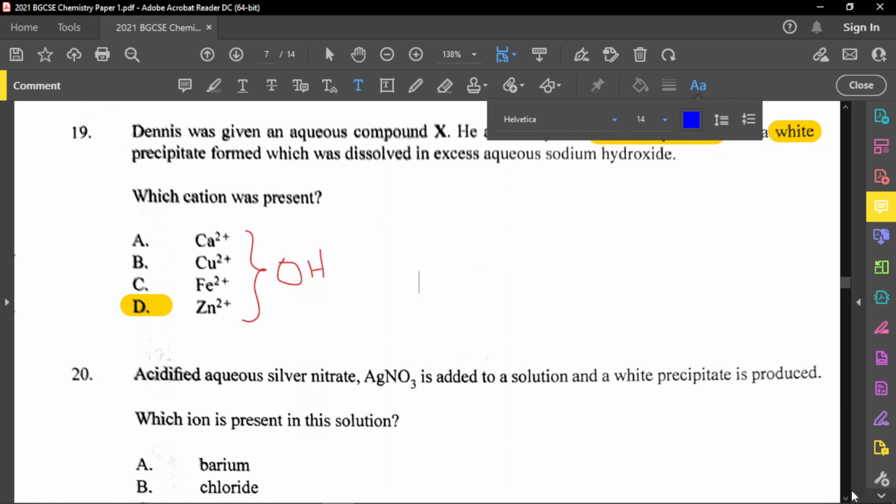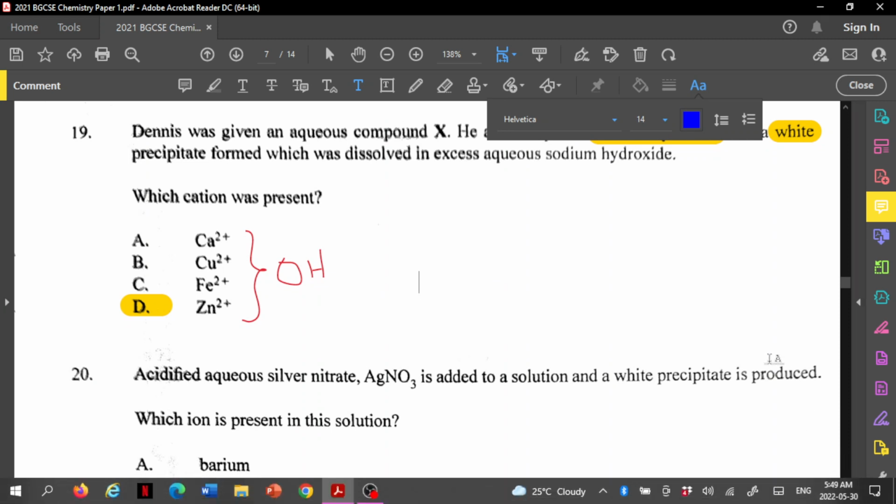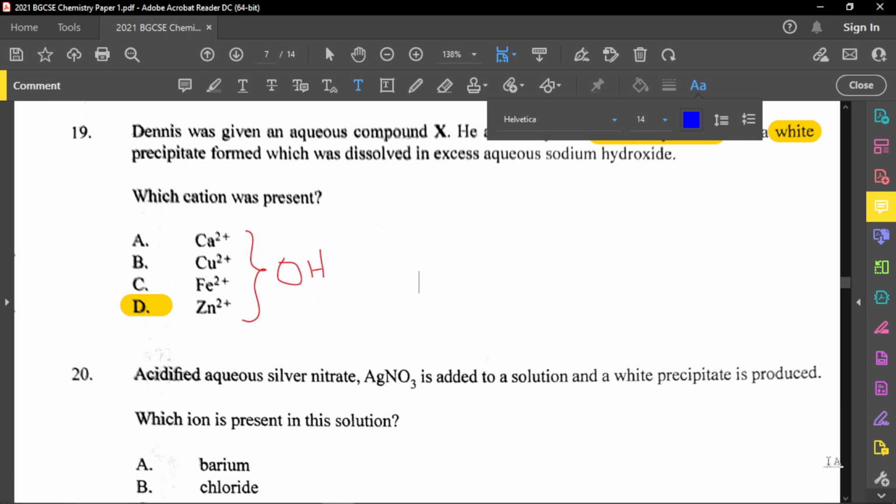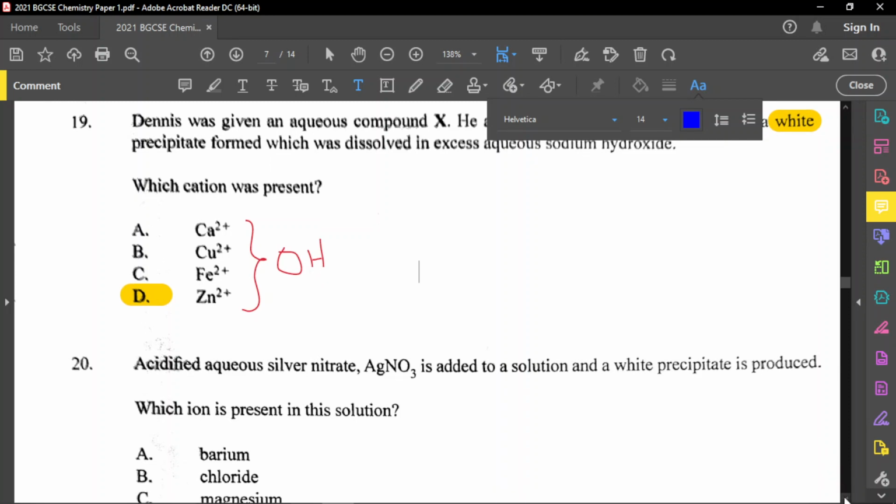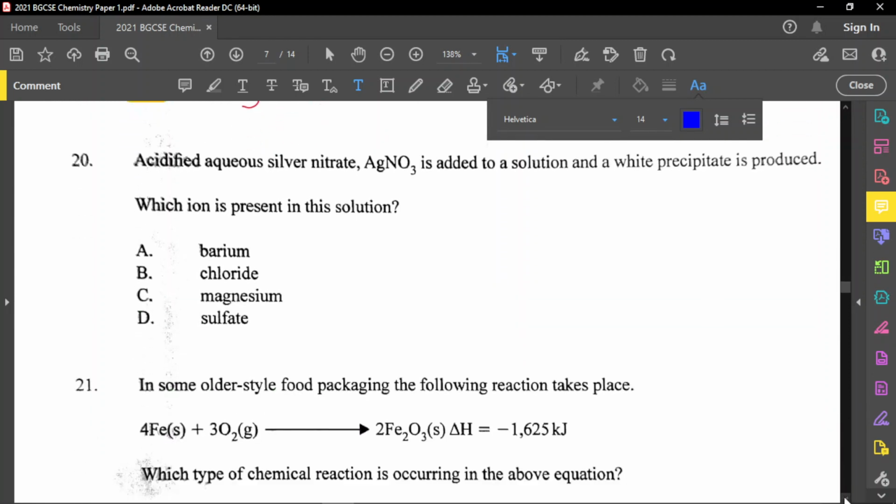All right, 20. It says acidified aqueous silver nitrate is added to a solution, and a white precipitate is produced. Which ion is present in this solution? Again, it is acidified silver nitrate, right? And for this acidified silver nitrate, what we're going to look for now is the silver.